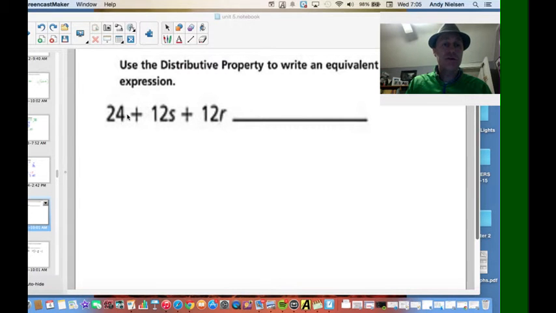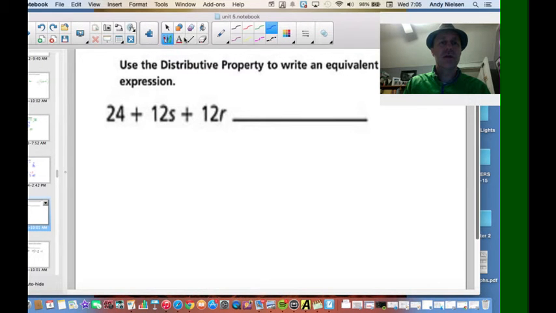I notice right away that 24 is a multiple of 12. So it looks like all three terms share 12 as a factor. So that's in fact what I'm going to do. I'm going to pull out a 12 from each of the three terms. So here I go. I know that I can rewrite 24 as 12 multiplied by 2. So that's 12 times 2 plus 12 times S plus 12 times R.